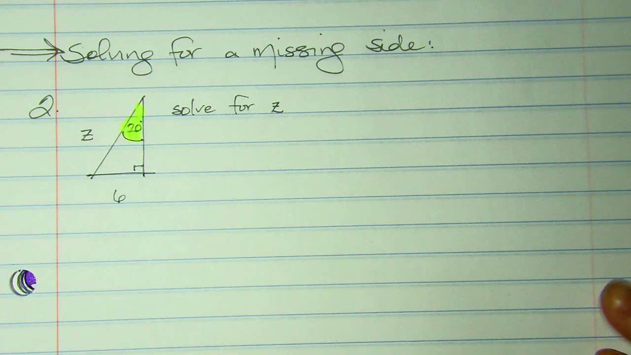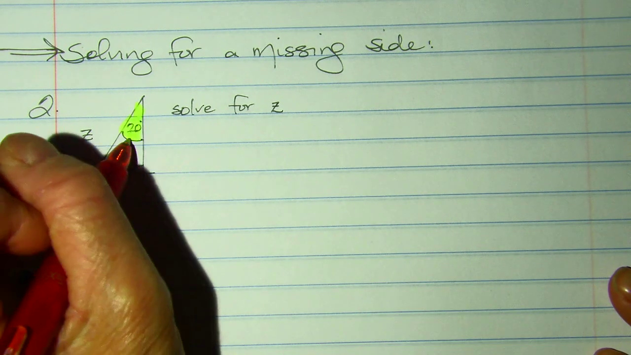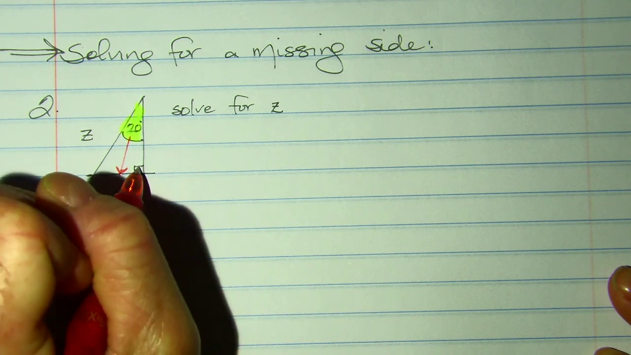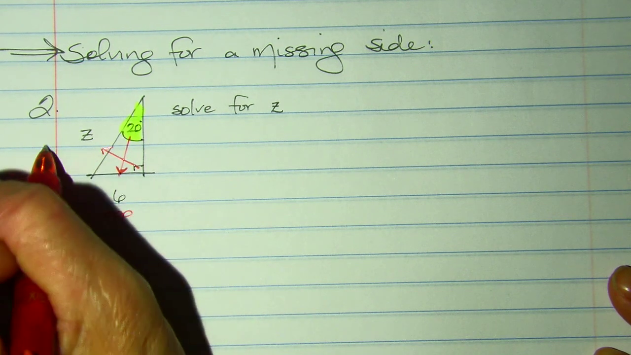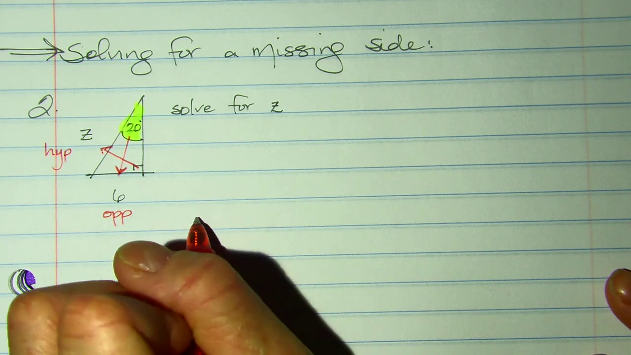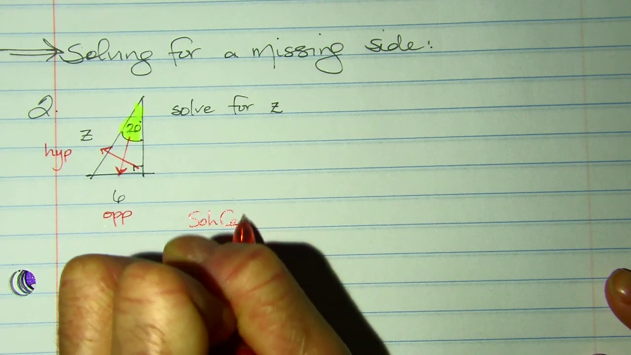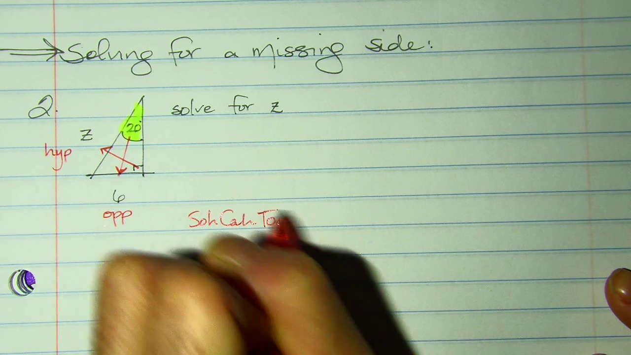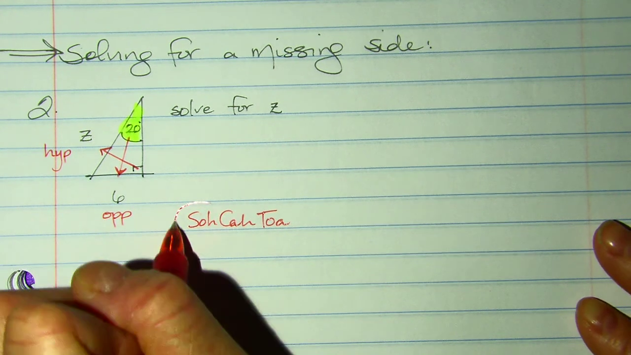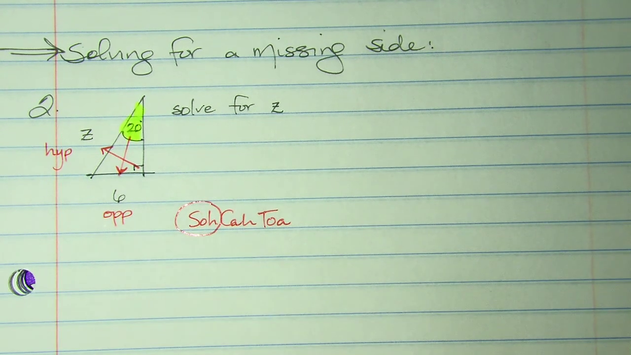And I'm only going to label the sides they gave me. So 6, right, would be opposite because it's across from. Z is across from my 90 degree. So I have opposite and hypotenuse. So I'm going to write SOHCAHTOA. And I'm going to look at this and look what I have. I have O and H. So I'm going to use sine.